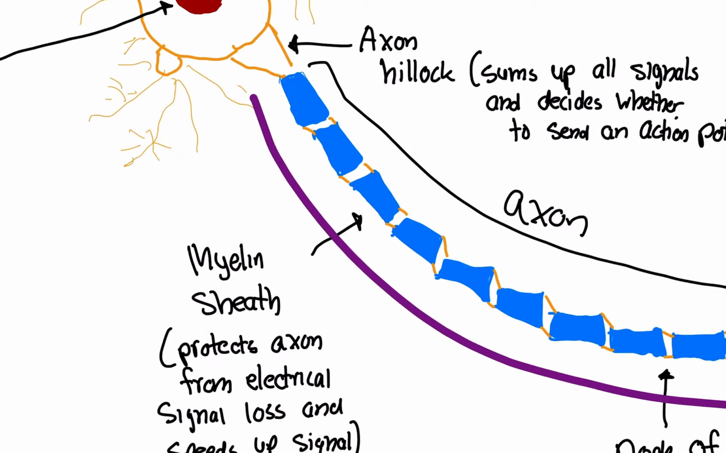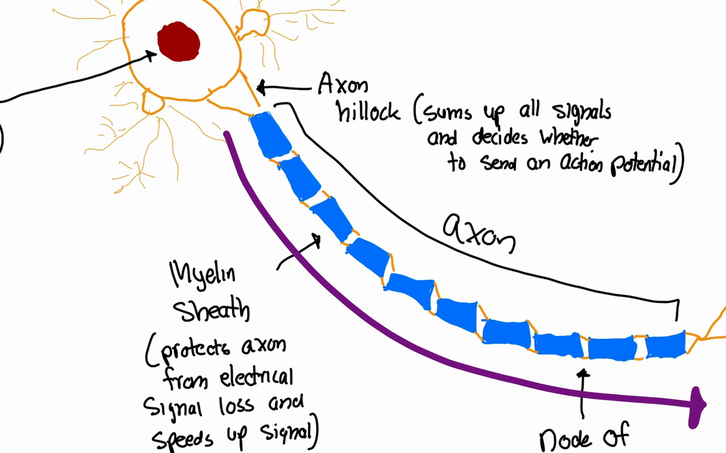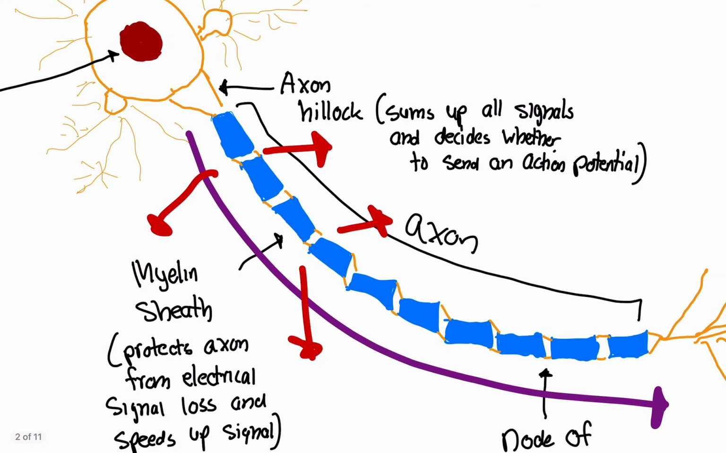Do you see on the axon there are these blue rectangles? These are called myelin sheaths. In a way, it's like a structure that protects the axon from signal loss, and it also speeds up the signal. When you get the action potential, the signal going down the axon, we don't want the electric signal to leave this neuron or axon, because it'll never reach the destination if you have signal loss.